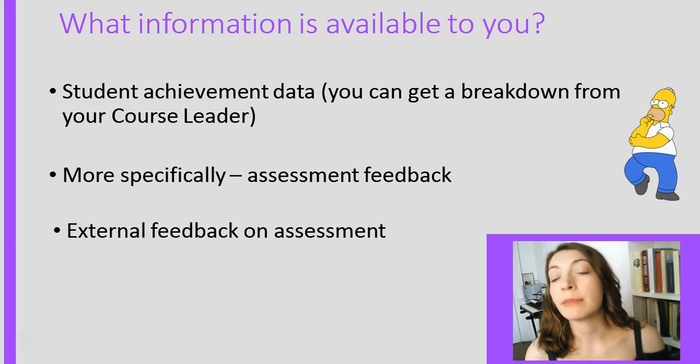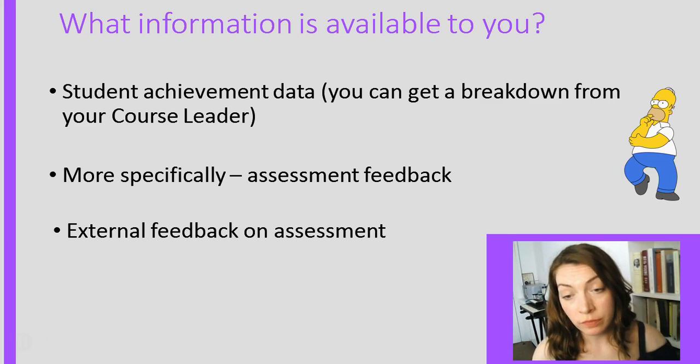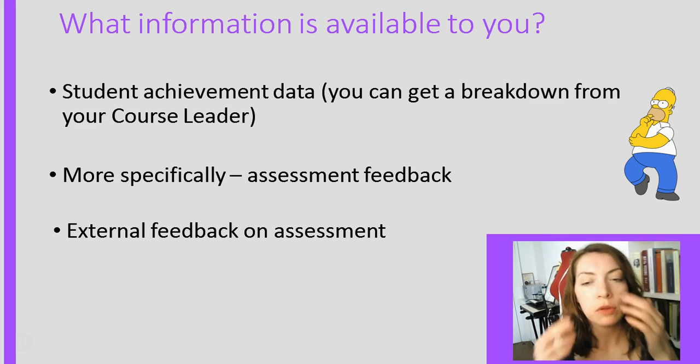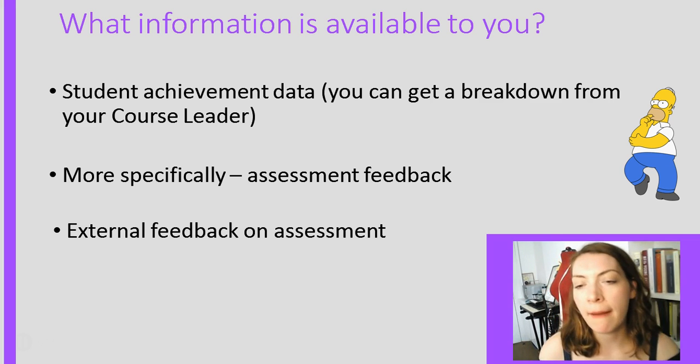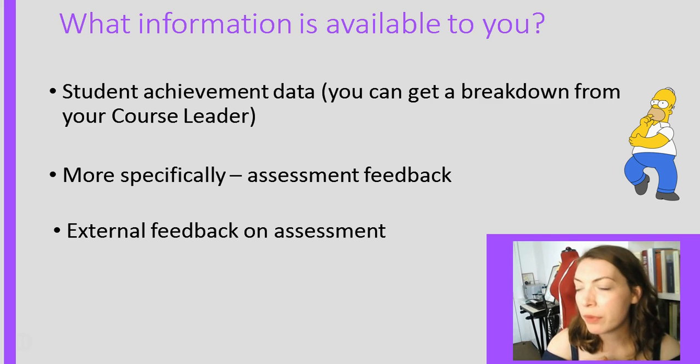So what information is available to you? Well, we can start with student achievement data, so you can get a breakdown of the achievement results for your module from your course leader. So, were your students successful in achieving the module learning outcomes overall? What was the pass rate? You could perhaps look at the mean and median grades as well, and if they are around the norm, or if they're lower or higher than most modules. And ask yourself if the results were as you expected, from what you know of your previous students.